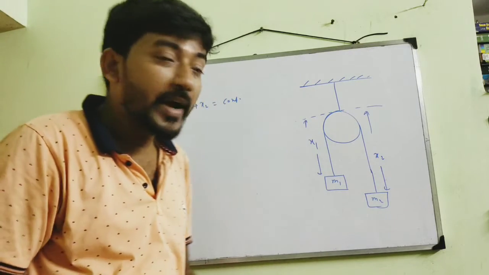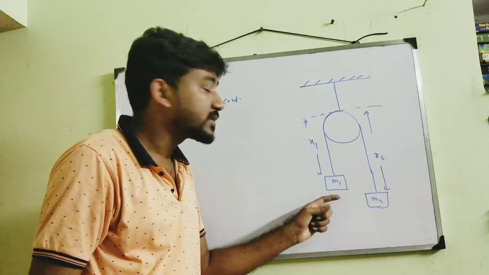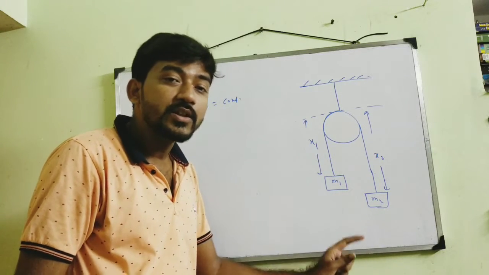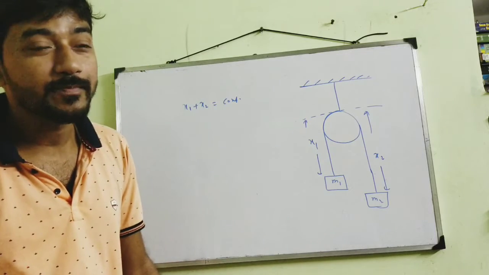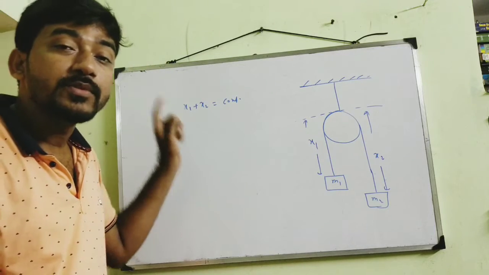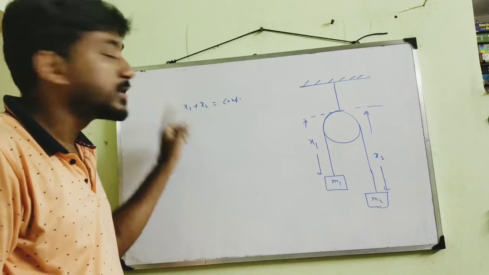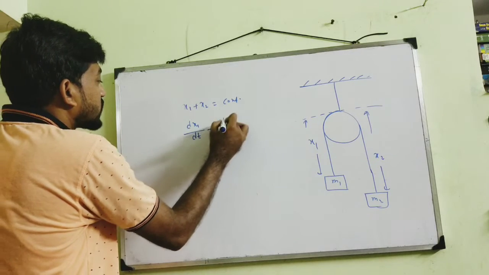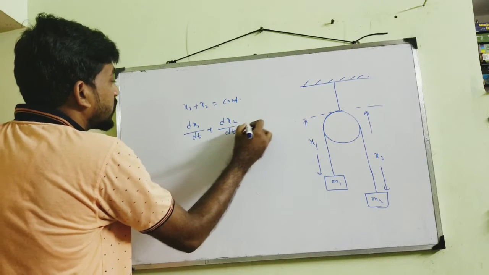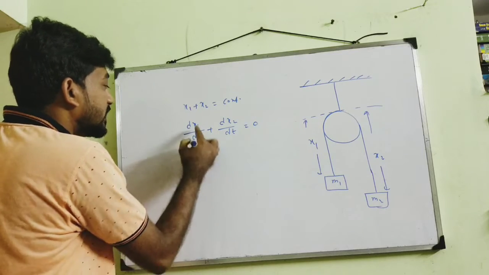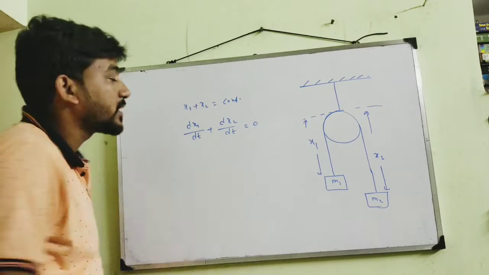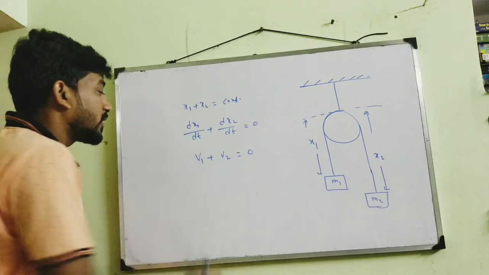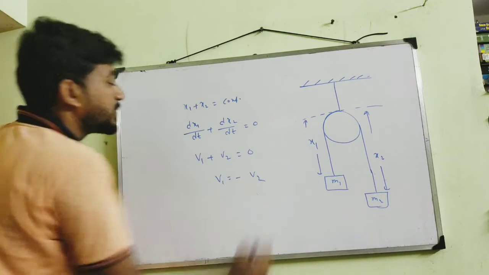And once we can find the position of these two masses, we can easily find out the displacement, the velocity, and the acceleration also. So if we take the derivative of this position with respect to time, then we will get dx1/dt plus dx2/dt equals 0, and dx1/dt is the velocity of mass m1, so it will be v1 plus v2 equals 0, and from here we can calculate that v1 equals minus v2.